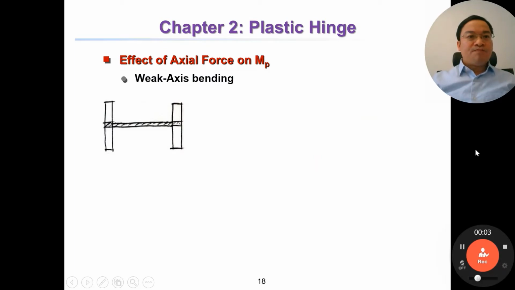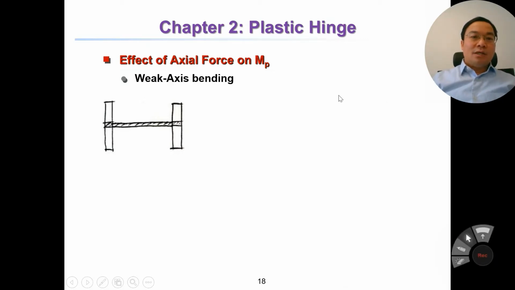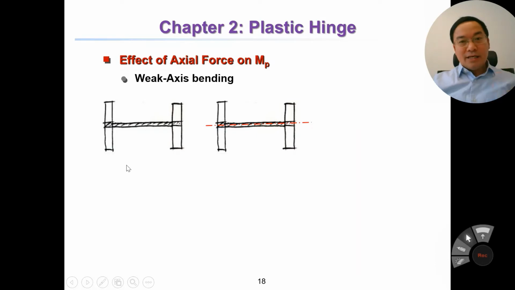Next, now we are going to consider I section, but weak axis bending. In the previous one, it was I section, but strong axis bending. But now we consider the weak axis bending like this. So first of all, we have to think about where is the PNA.